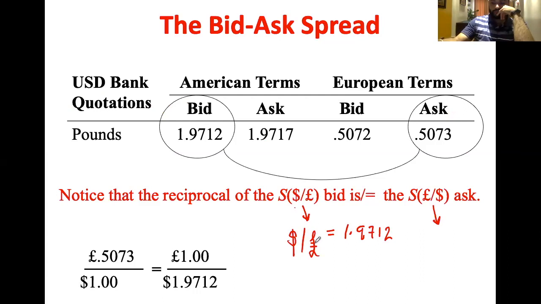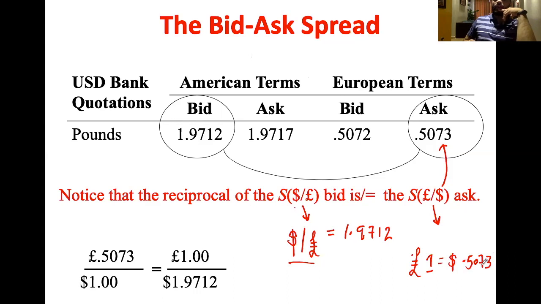I think it means that $1 equals 1.9712 pounds. Yes, it means $1. So remember the meaning of this, dollar divided by pound. So $1 equals 1.97 pounds. All right. Same thing here, which means 1 pound equals 0.5073 dollars. Right? So that's the idea of this too.